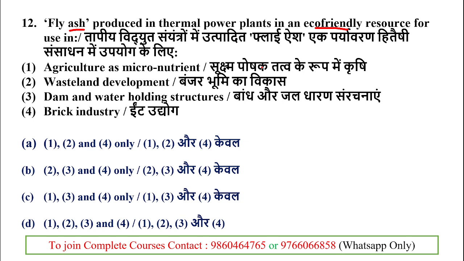And which are the uses? Here four important uses are given: agriculture as micronutrient, wasteland development, dam and water holding structures, and brick industry. So these are the four important uses of fly ash as an eco-friendly resource. So all of the above is the answer.